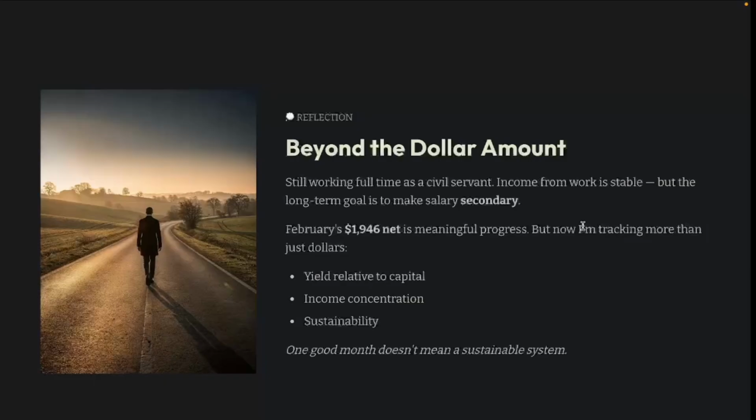As many of you know, I'm still working full-time as a civil servant. My income from work is stable, but my long-term goal is to make my salary secondary. February's $1,946 net income is meaningful progress. But I'm not just looking at the dollar amount anymore. I'm looking at the yield relative to capital, the income concentration, and the sustainability. Because one good month doesn't mean a sustainable system.